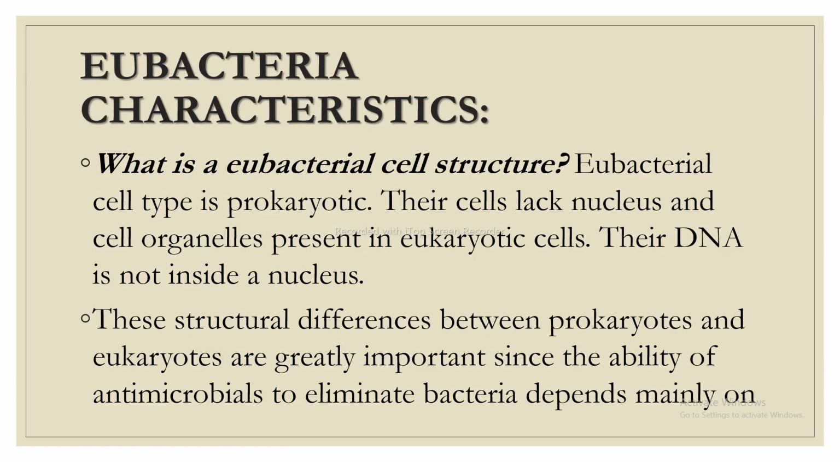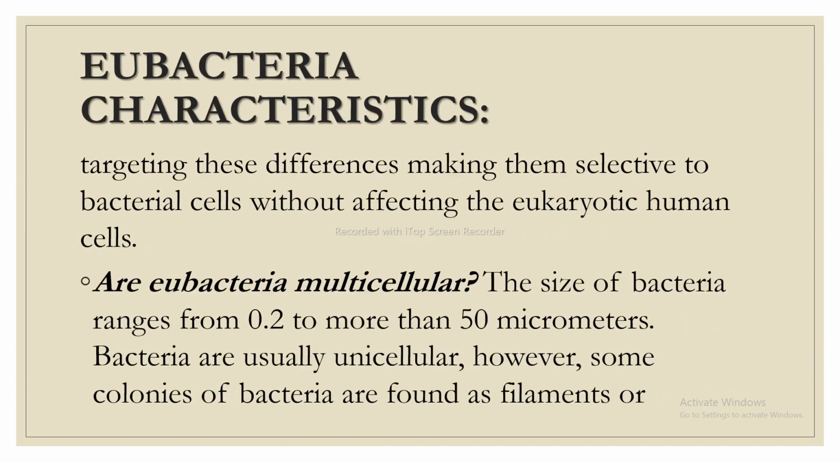And the next question is, what is a eubacterial cell structure? So eubacterial cell type is prokaryotic. Their cells lack a nucleus and cell organelles present in eukaryotic cells. Their DNA is not inside a nucleus. And these structural differences between prokaryotes and eukaryotes are greatly important since the ability of the antimicrobials to eliminate the bacteria depends mainly on targeting these differences, making them selective to bacterial cells without affecting the eukaryotic human cells.